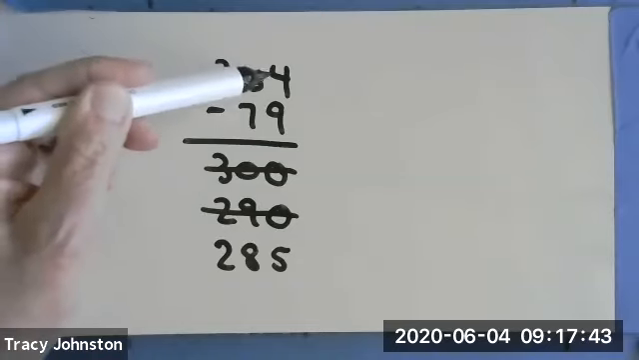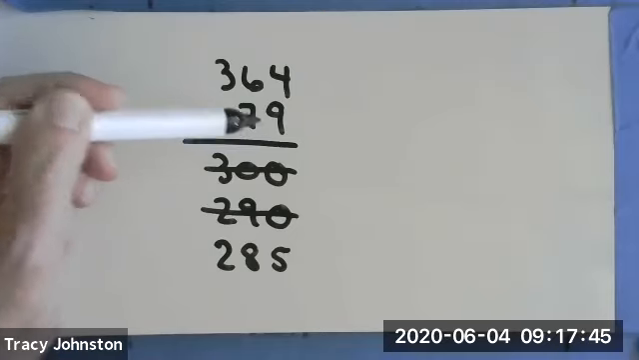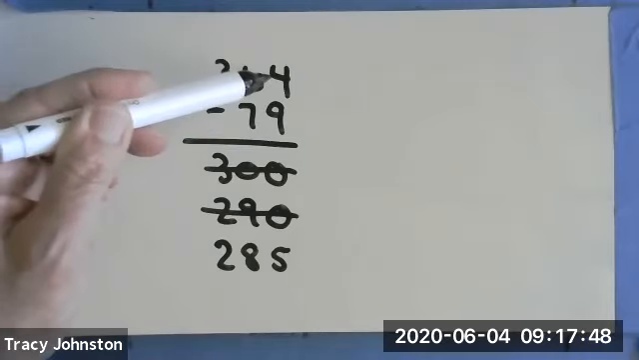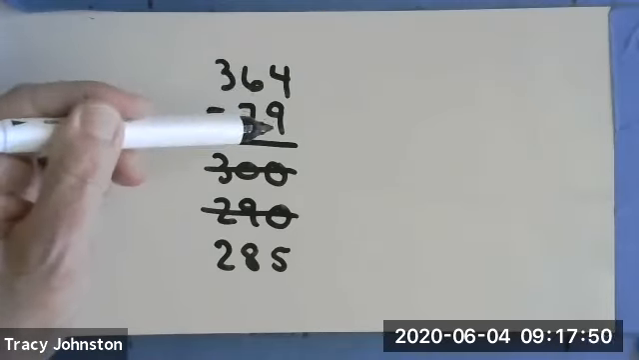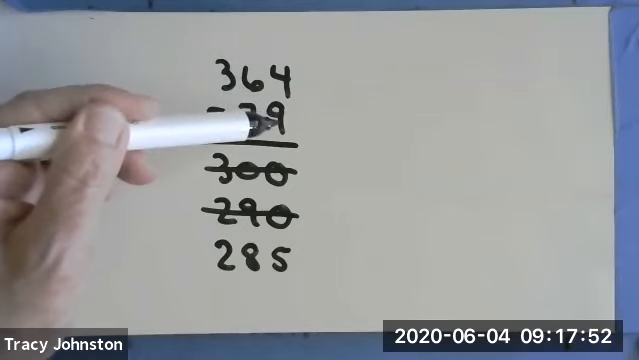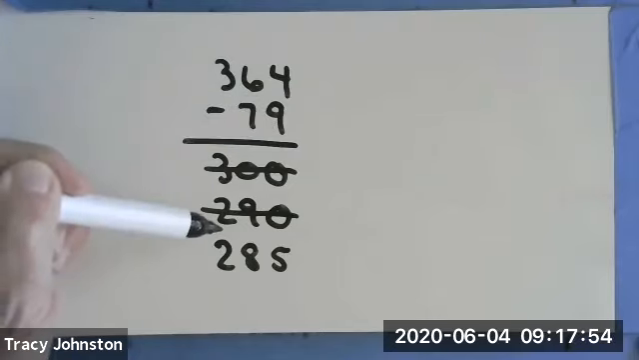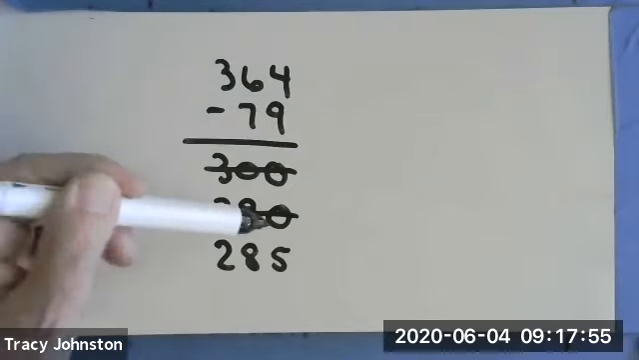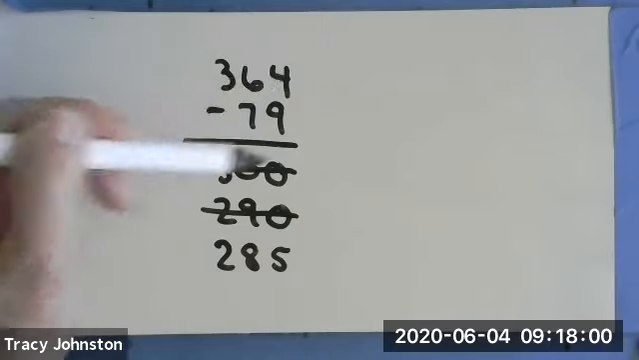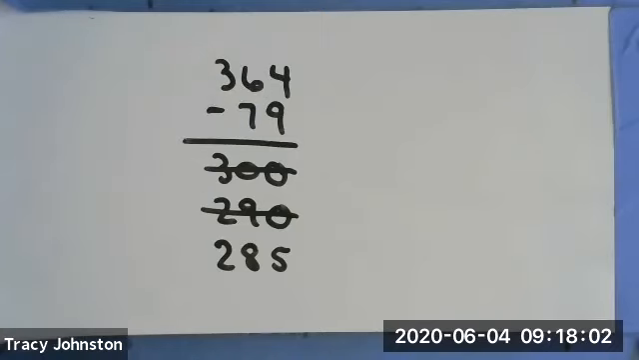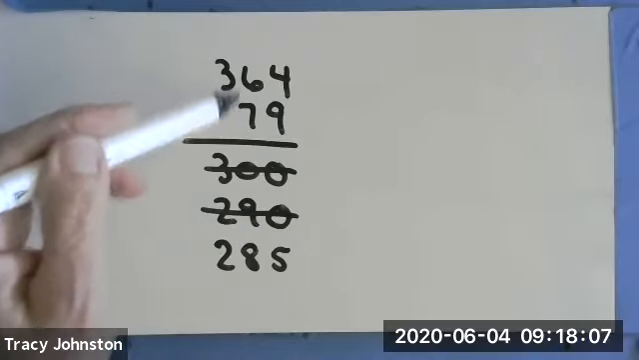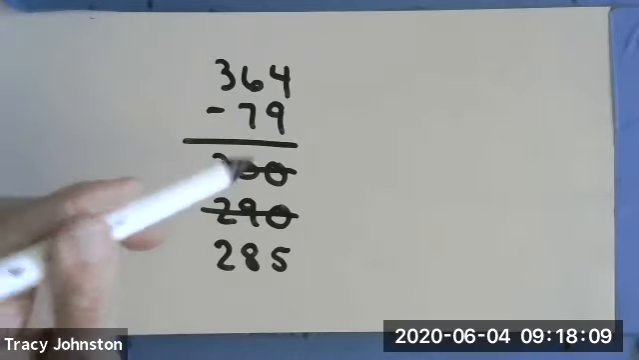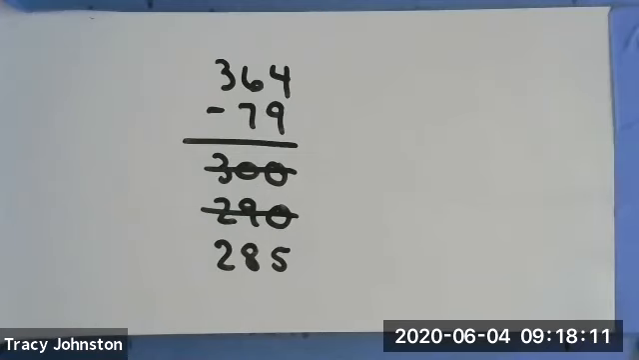And then they said 4 take away 9. They said, well, if you take away 4 of them, you're at 0. So you have to take away another 5. 5 from 290 is 285. And since they had worked their way from left to right and ended up at the ones place, they knew that that final answer was the right one. So they crossed them off as they did the next calculation, and then they stopped crossing once they were done.